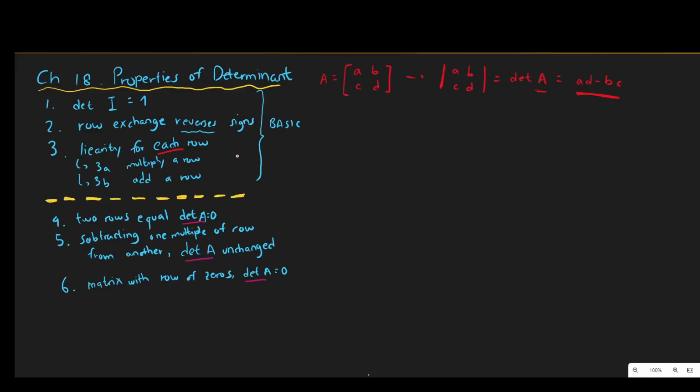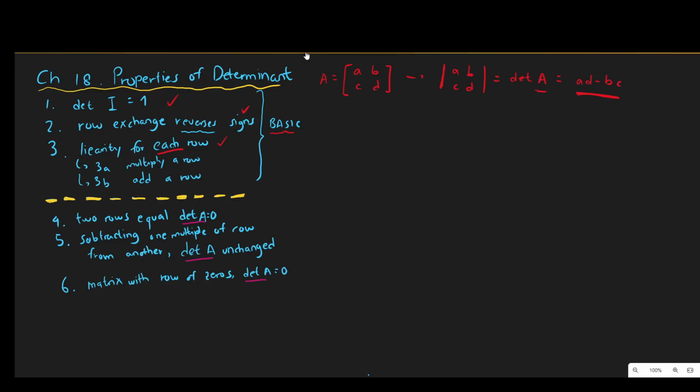Hi there, so this is part 2 of my review of chapter 18, properties of determinants. We have discussed the first three, and I just want to state that they are the basic ones. So what does that mean? That for the rest of the properties, from 4 to 10, when I discuss them, I might refer back to the first three because they are sort of the building blocks of the other properties.